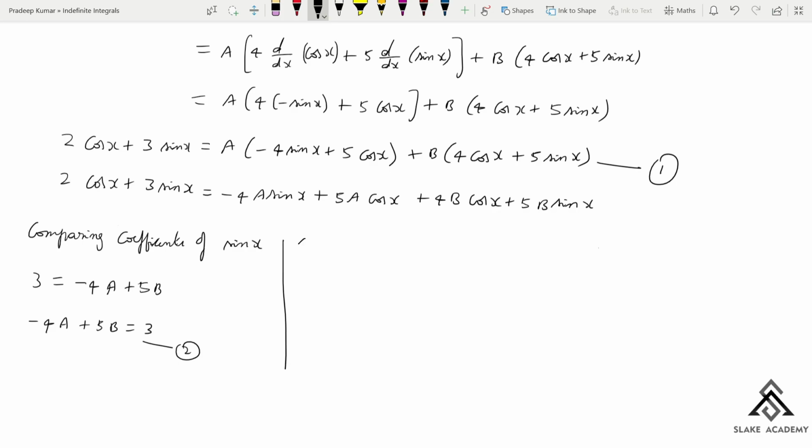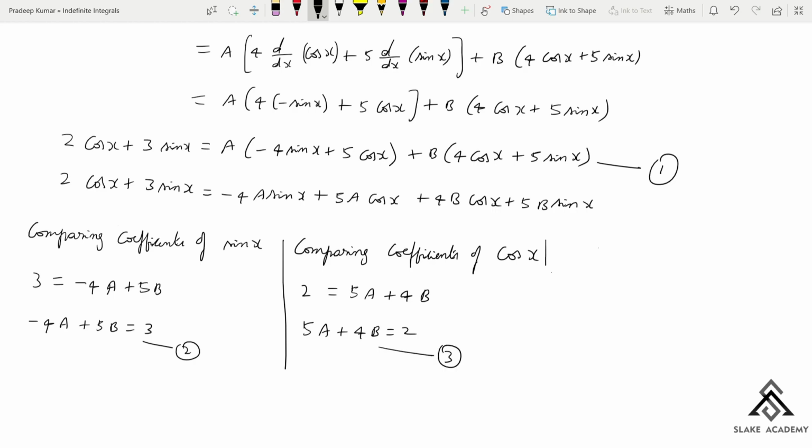Now I'll compare the coefficients of cos x. On the left hand side it is 2, and on the right hand side it is 5a + 4b. So 5a + 4b equal to 2. Let's say this is equation number 3. Now we'll solve equations number 2 and 3.